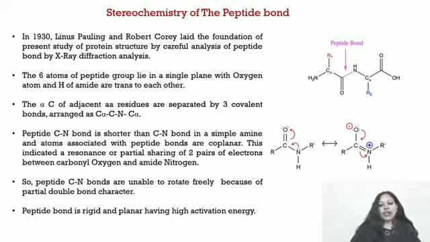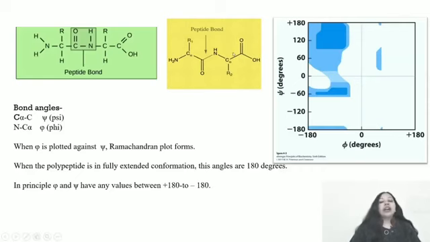This is what gives a planar and rigid structure having a high activation energy. High activation energy means not easy to break, and in biological systems their half-lives are around 7 years. So, the peptide bonds which we have discussed here are in a straight line, right?